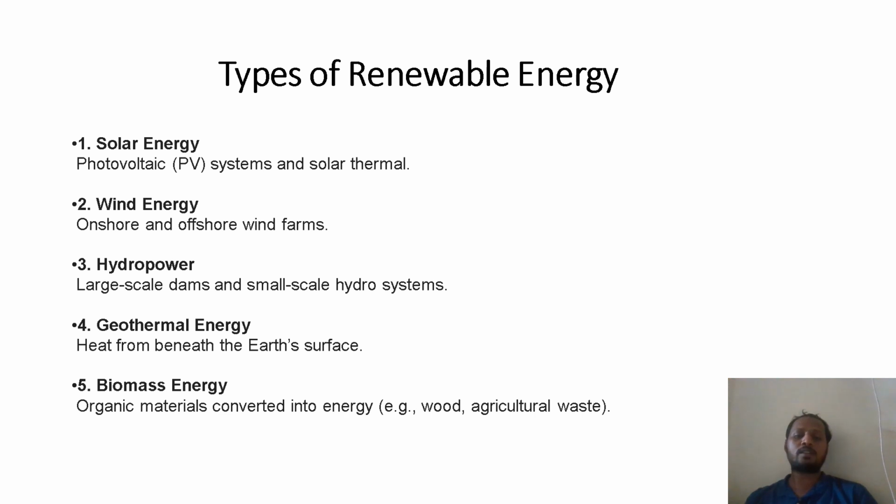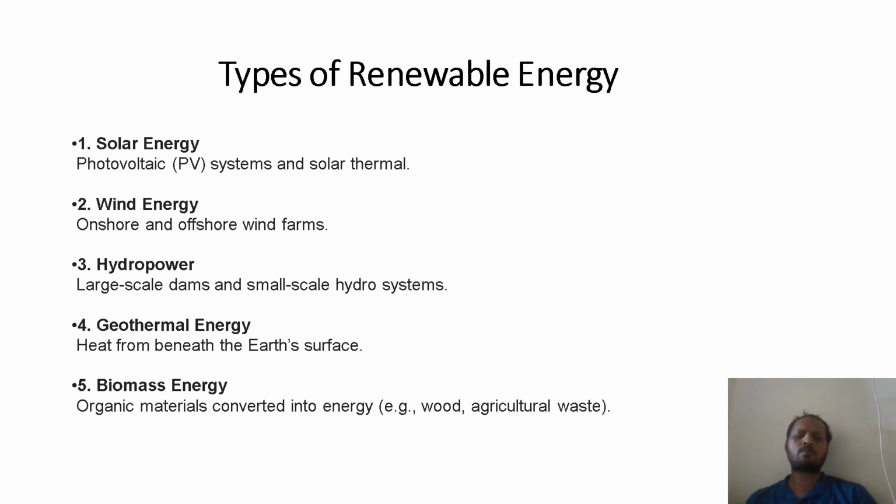We have five types of renewable energy: first is solar energy, then wind energy, hydropower, geothermal energy, and biomass energy. What is solar energy? As everybody knows, we get it from sunlight. Wind energy we get from onshore and offshore wind farms. Hydropower energy we get from large scale dams and small scale hydro systems, like Wilson Dam, etc.